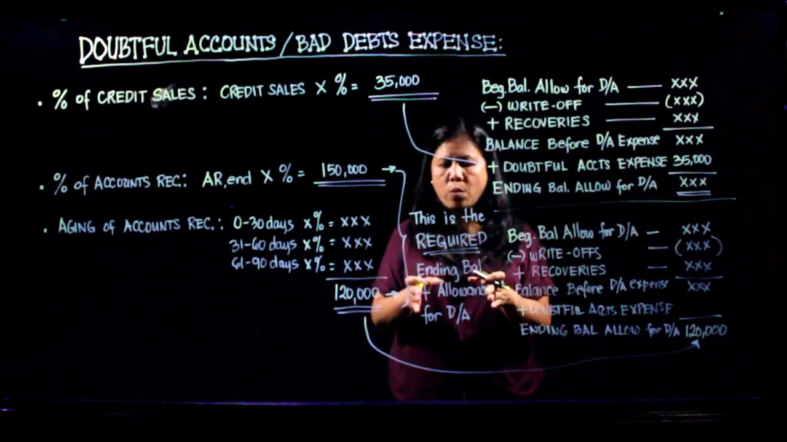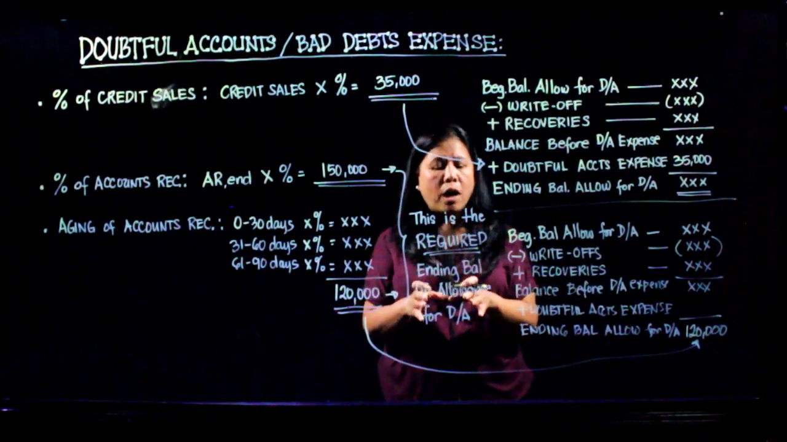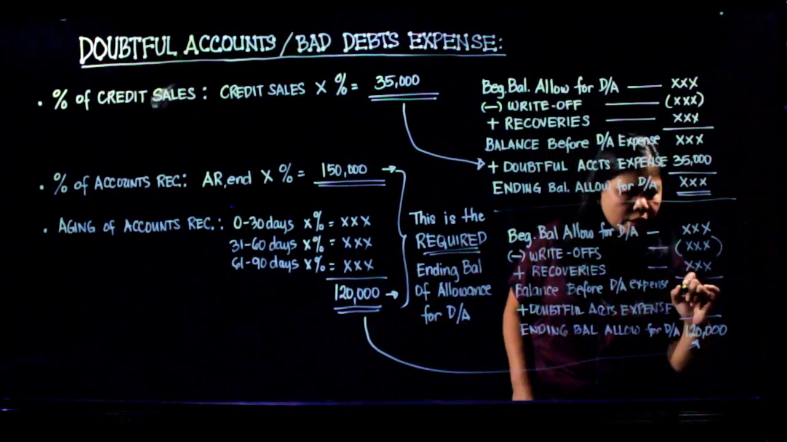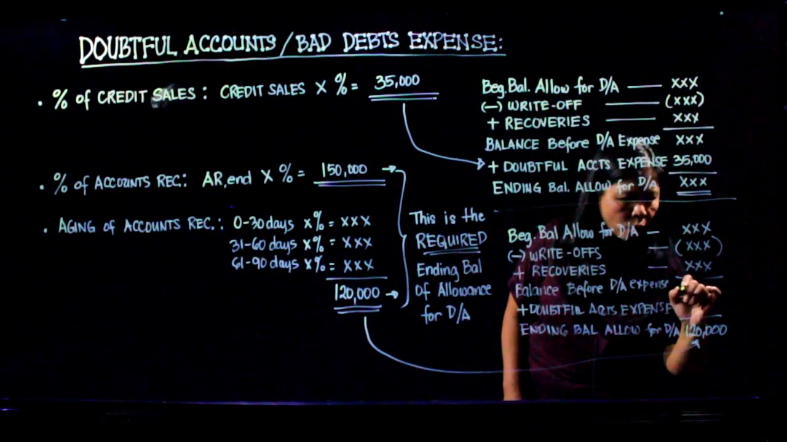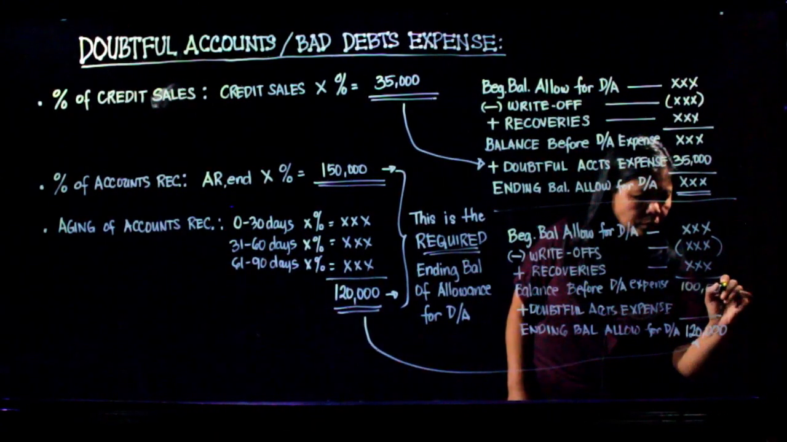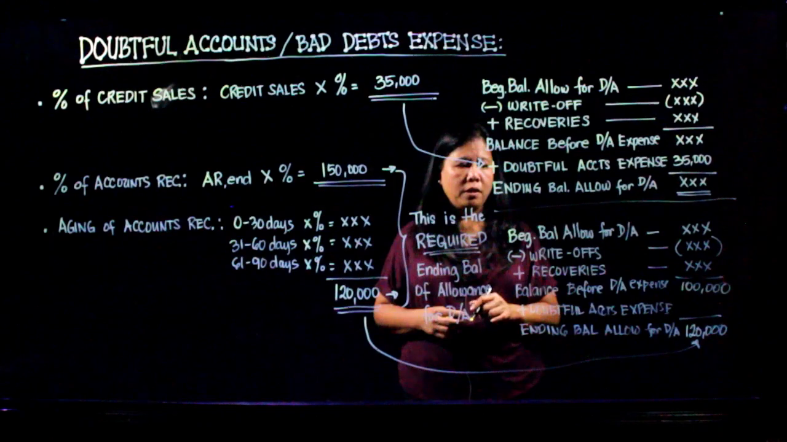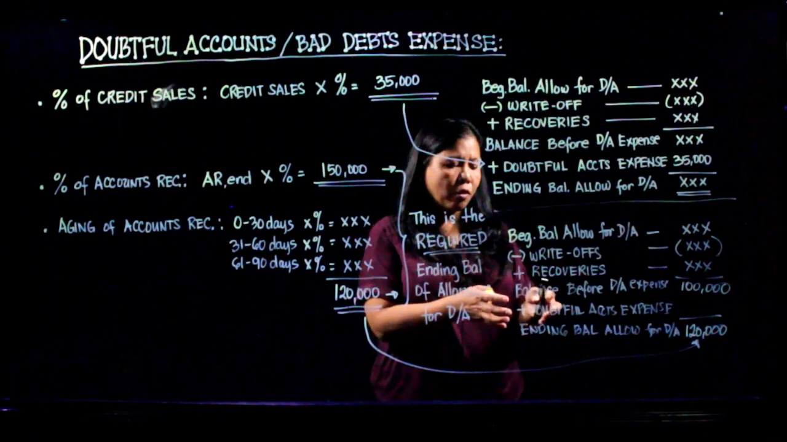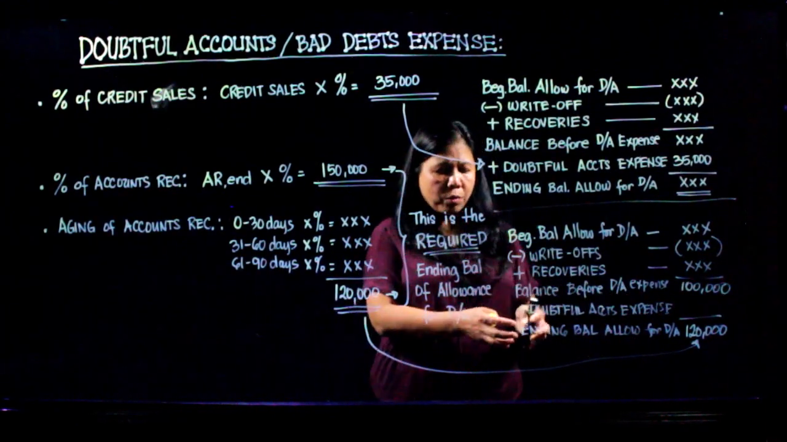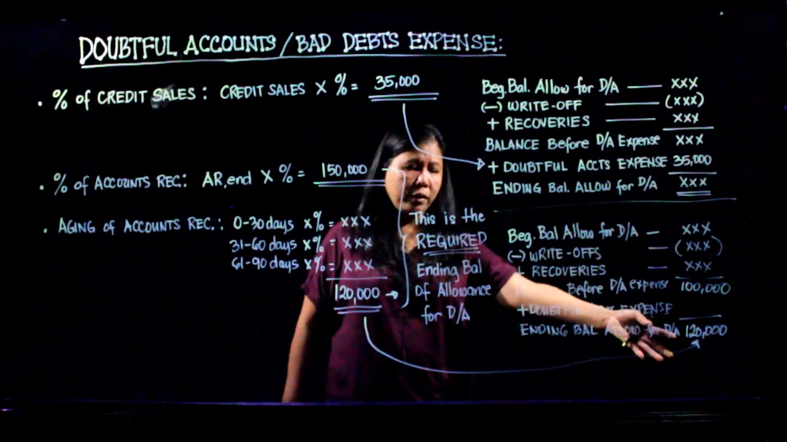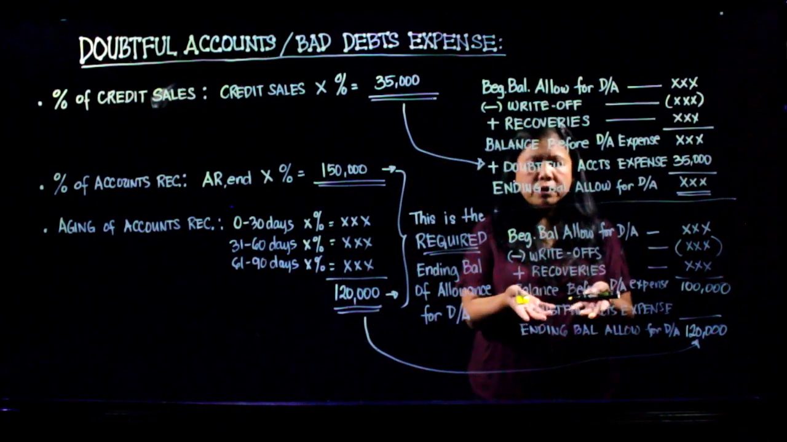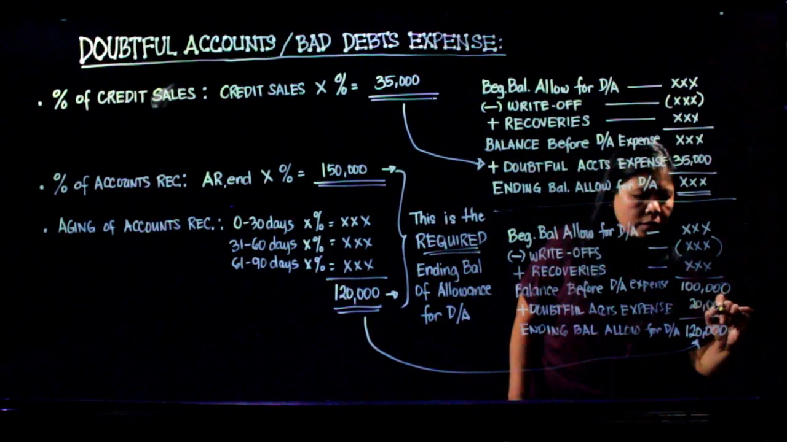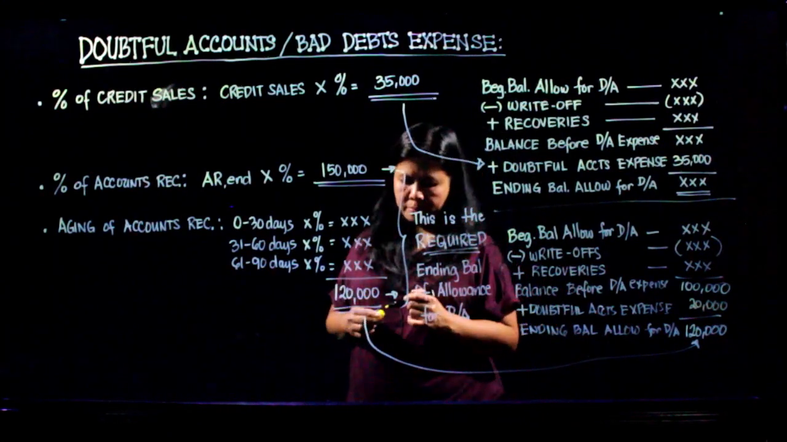So if we have 120,000, for example, as the amount required on our ending balance for our allowance for doubtful accounts, and let's say we have a balance of 100,000 before the provision of doubtful accounts expense, and our required ending balance is 120,000, meaning our doubtful accounts expense will be 20,000.